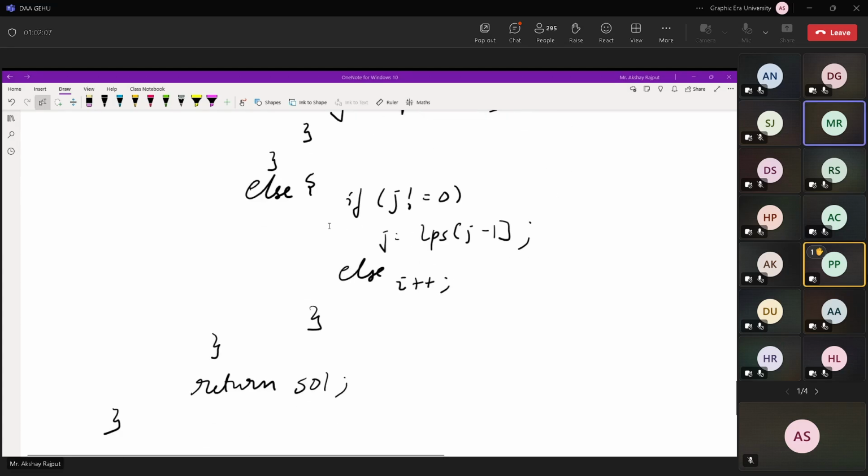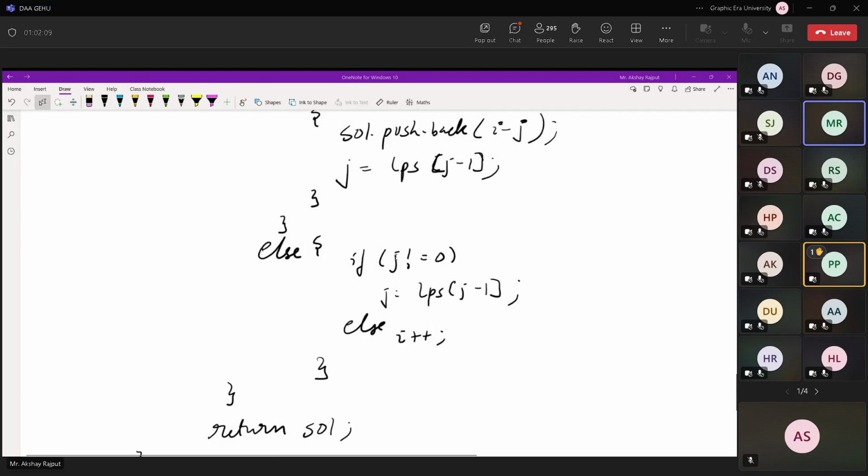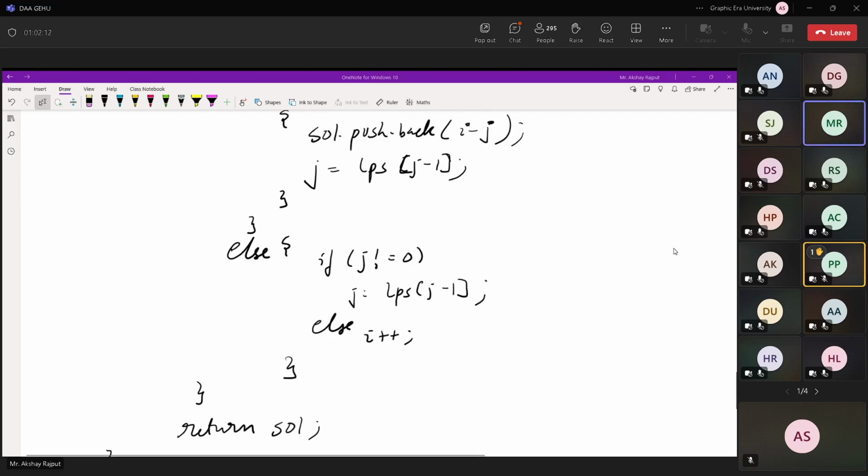Here there is more after this as well: j equals to LPS of j minus 1, and then this else part. Write it down fast.